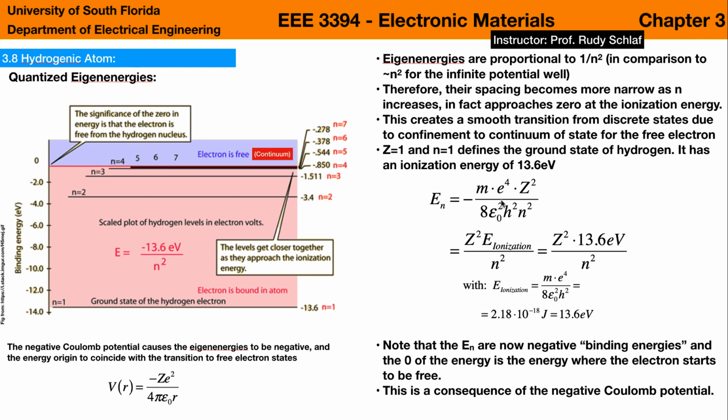This expression can be simplified if we calculate the energy of the ground state of the hydrogen for n equals 1. That yields 13.6 electron volts. And with that we can express this as Z squared times the ionization energy divided by n squared.